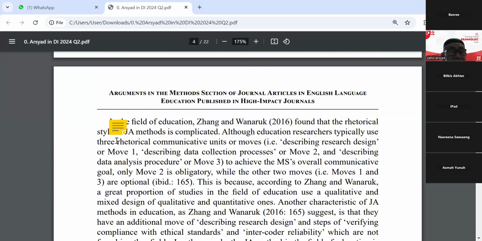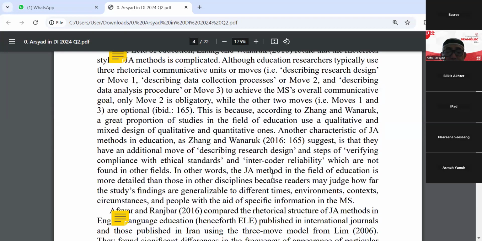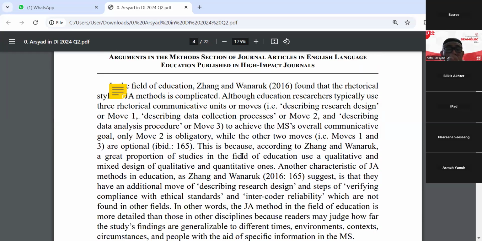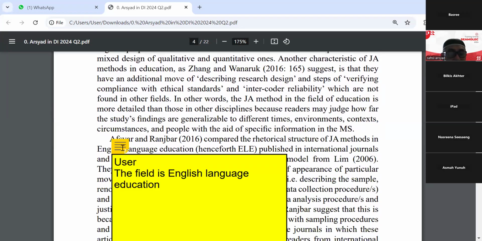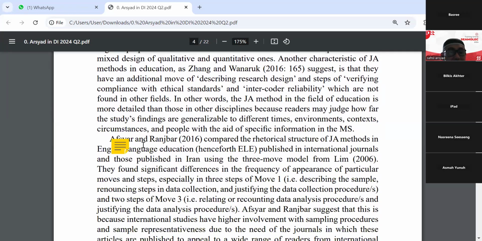And then in the third paragraph, in the field of education, Zhang and Wanaruk found the rhetorical style of journal article methods is complicated. They investigated research article methods in education. And then the next is the field of English language education. So Afshar and Ranjbar compared the rhetorical structure of journal article methods in English language education.